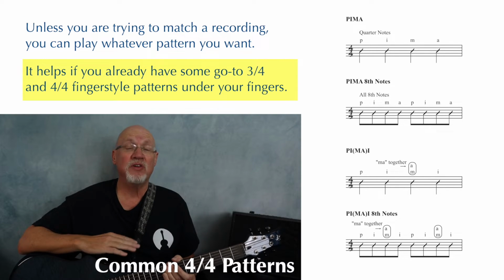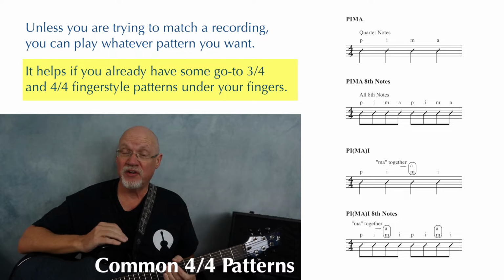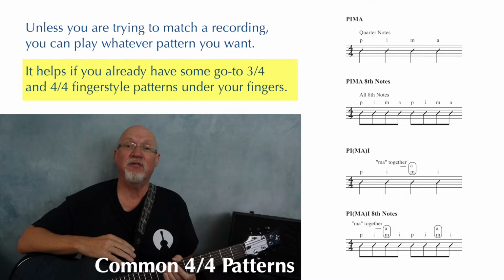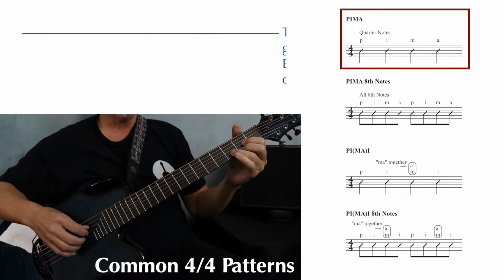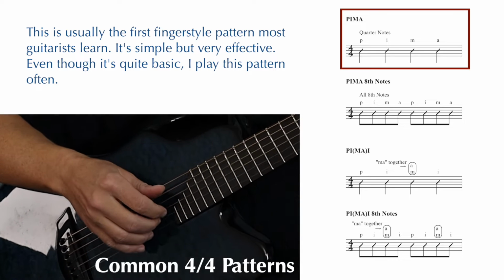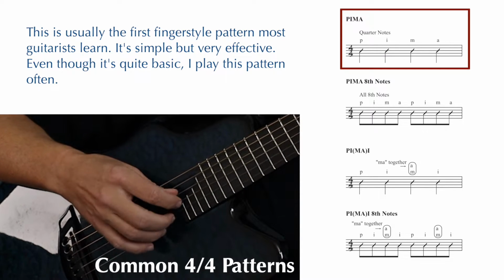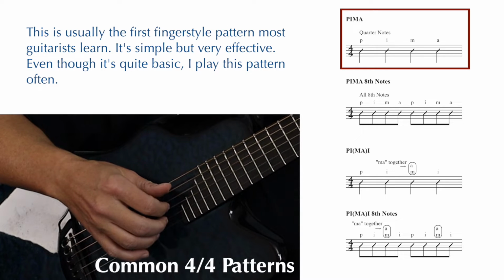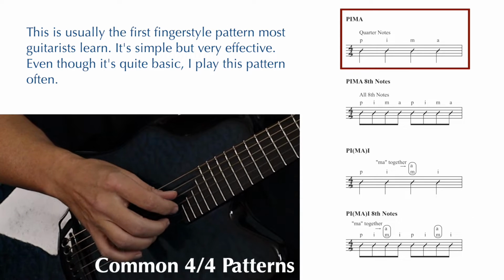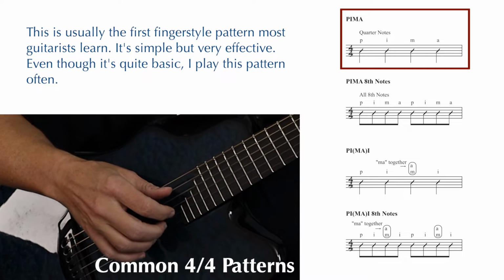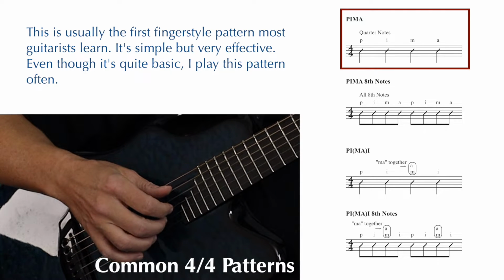Now, it helps to have a few go-to fingerstyle patterns already under your fingers in 3/4 time and in 4/4 time. 4/4 is more common, so let's take a look at a few standard patterns. There's this pattern that's all quarter notes, and it's simply thumb, finger 1, 2, and 3. And counting is 1, 2, 3, 4, with thumb always on 1.